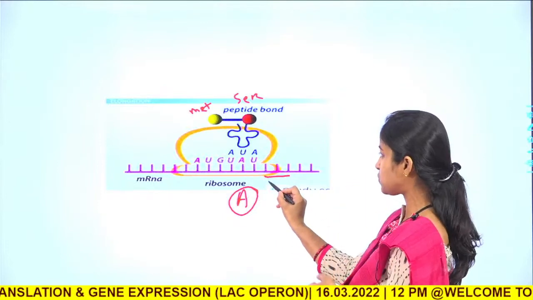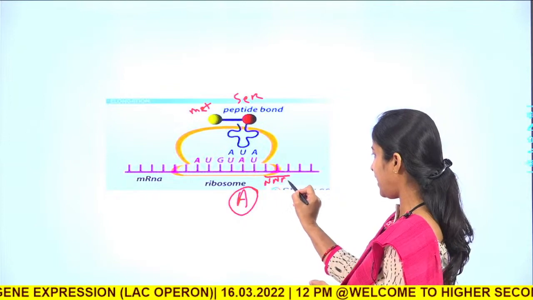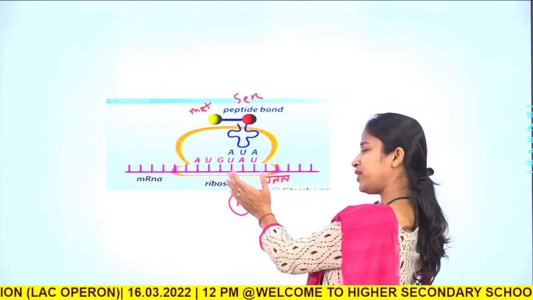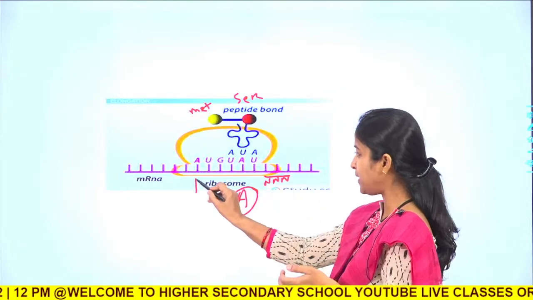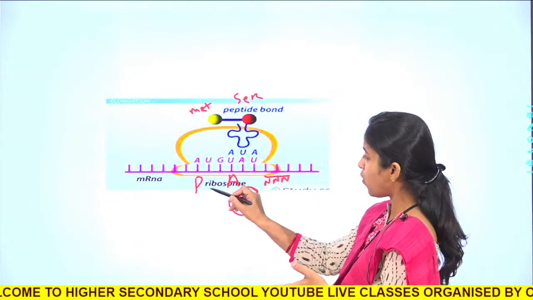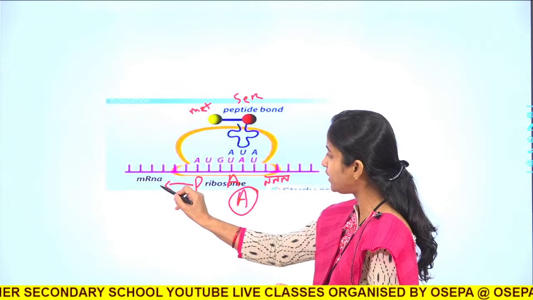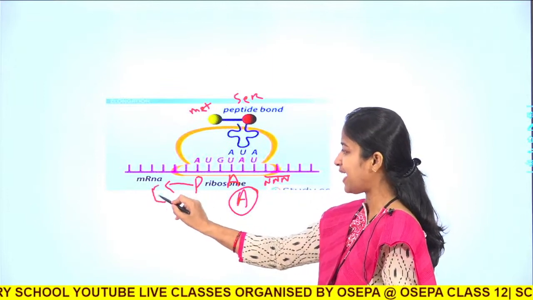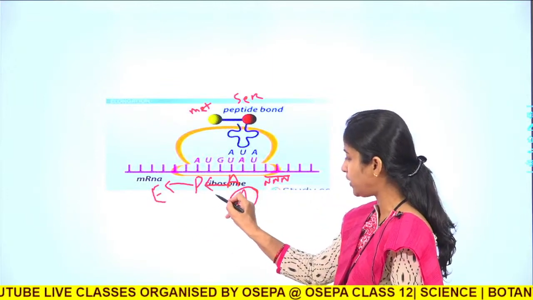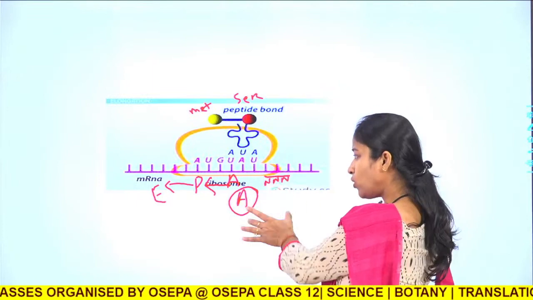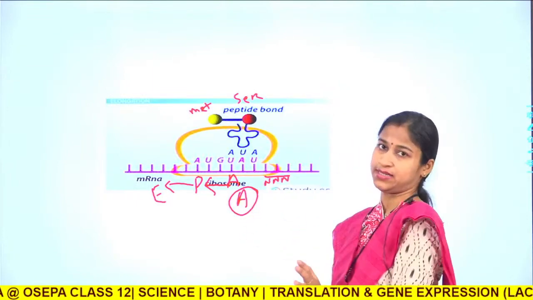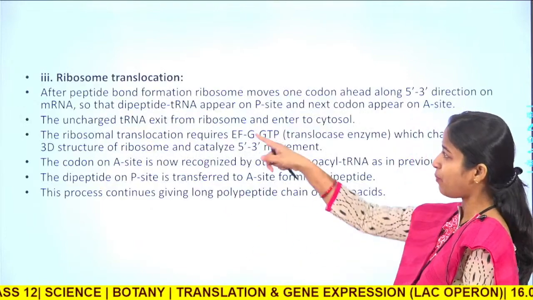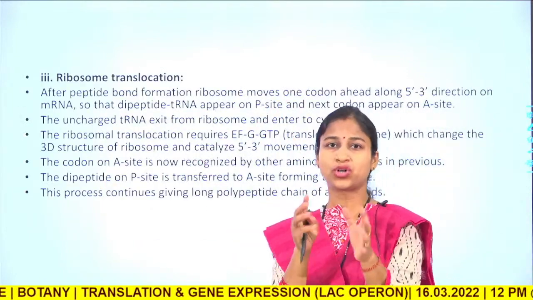Now next is this one, this may be N, N and N. By a single codon it translocates, and what happens? Now this is the P site, this is the A site. The P site is converted to the E site and the A site is converted to a P site, and always a fresh A site is created. This will happen because of ribosomal translocation.